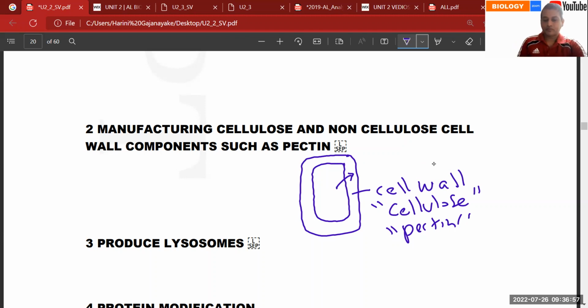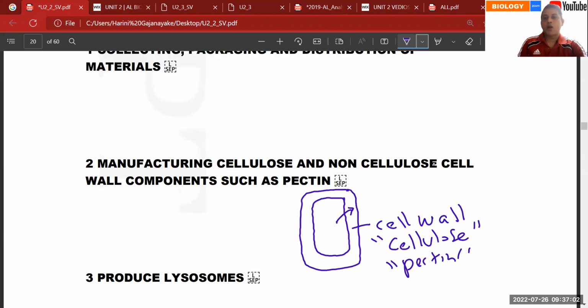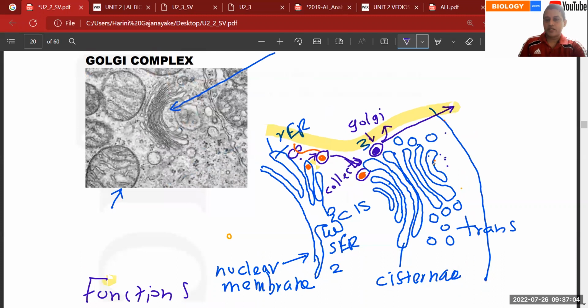The third function is to produce lysosomes. You see very small vesicles like this, and these small vesicles are membrane bound and also equipped with enzymes. They are called lysosomes. These are the lysosomes. So the Golgi has 3 functions, right?